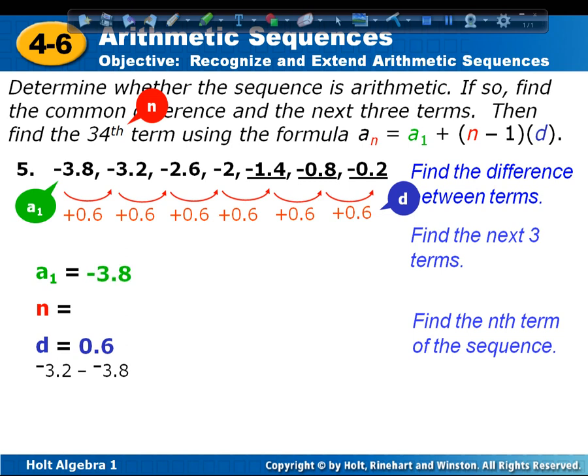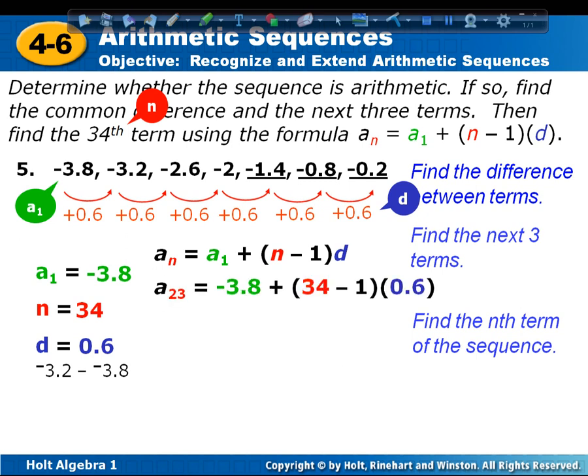Our a sub 1 this time is negative 3.8 because that's the first term that we see. N is 34 because that's the term they're asking us to find, and D is 0.6 because that's the common difference. That's the number we're adding each and every time. So we're going to use our formula and plug our numbers in.